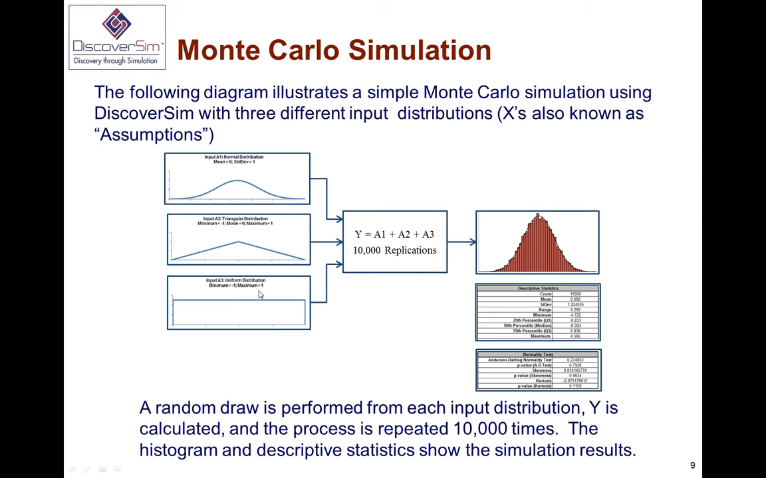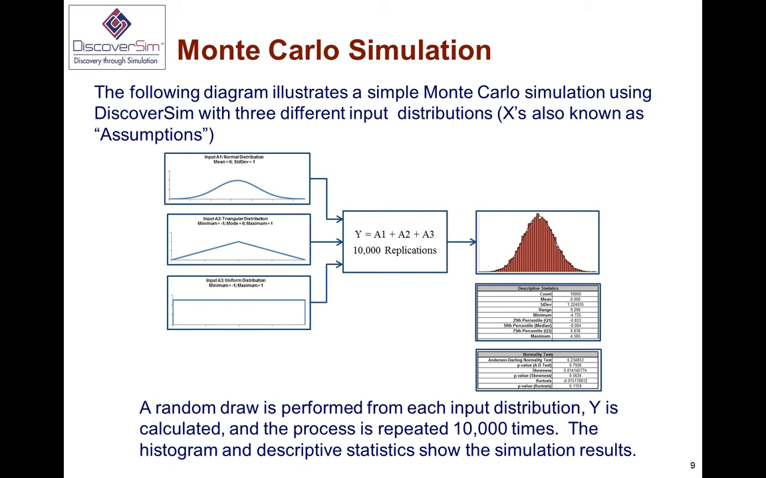still a fairly simple problem and one could solve it mathematically, but what's nice is that essentially by brute force, by taking a random sample from the normal distribution and a random sample from the triangular distribution and a random sample from the uniform distribution, you sum those three and then you have a single Y output. And then you repeat the process 10,000 times.